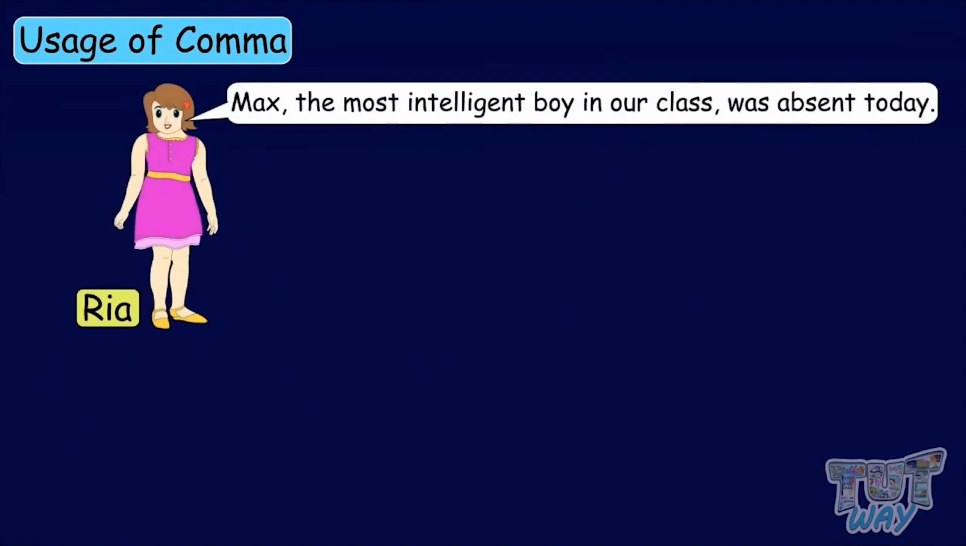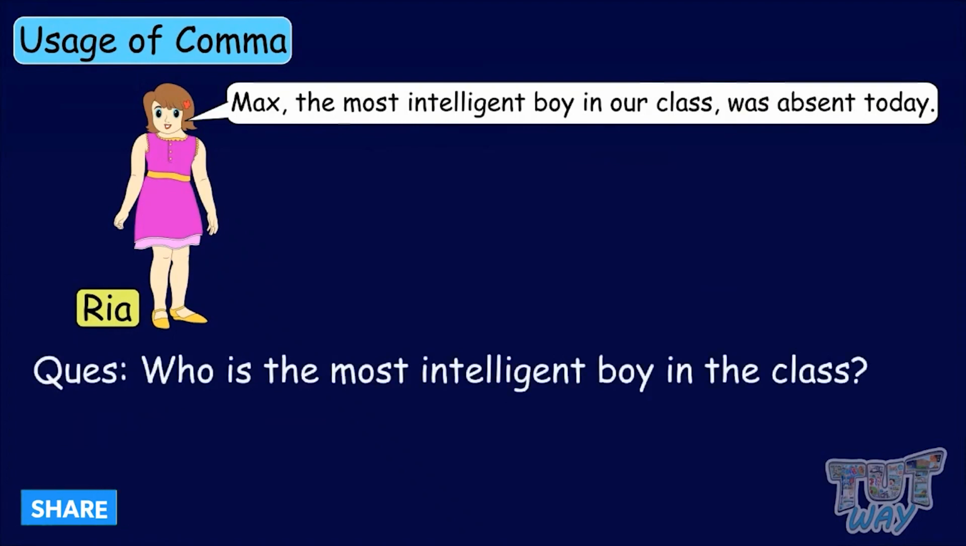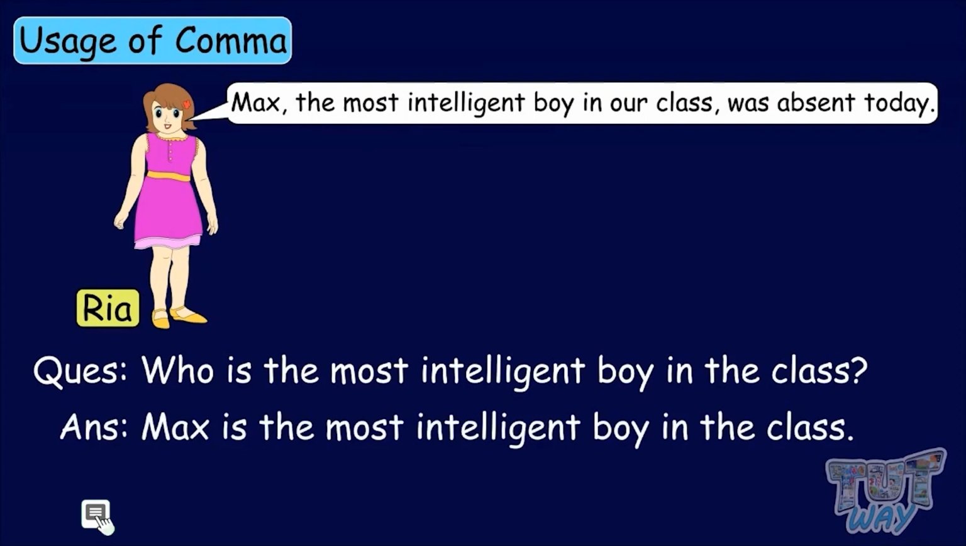Now here we have a sentence. Max, the most intelligent boy in our class, was absent today. Who was absent today? Max. Who is the most intelligent boy in the class? Max is the most intelligent boy in the class.